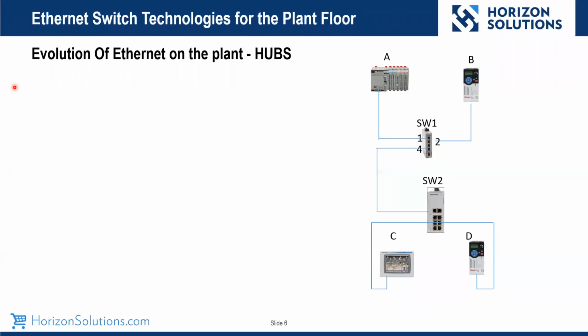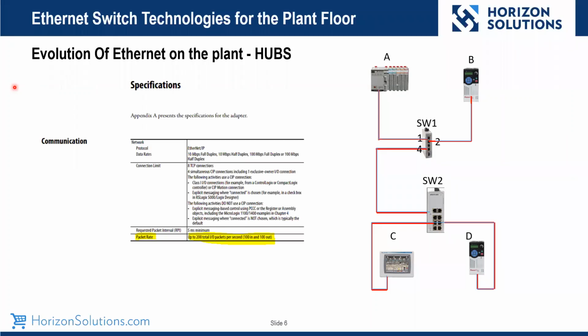So the way a hub works is, say node A wants to talk to node D. So in the I/O tree, you put the drive in there, say 20 milliseconds. Actually, let's say 5 milliseconds. So PLC A is talking to drive B at 5 milliseconds. That's the RPI. So what happens? As a hub, it rebroadcasts to all ports. So not only does D get that information, also B. So why is that a bad thing? Well, let's look at the spec.